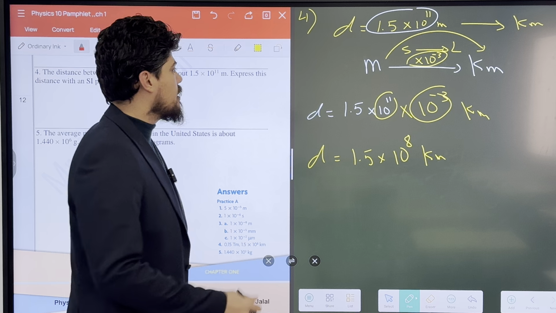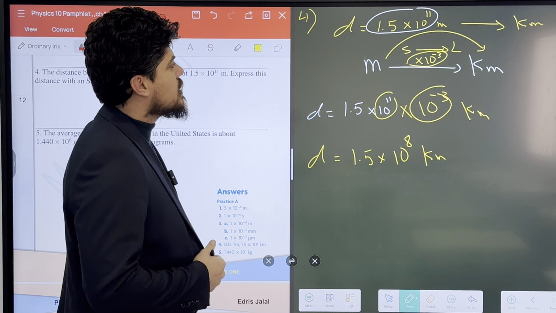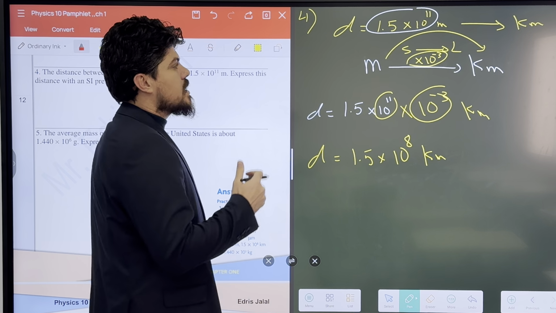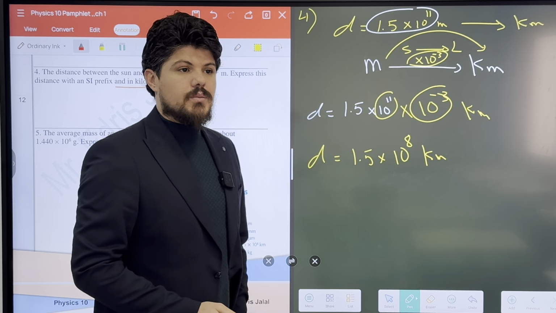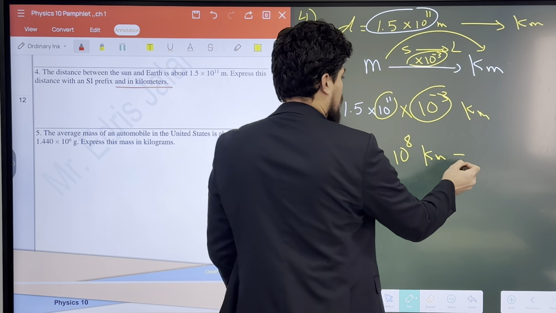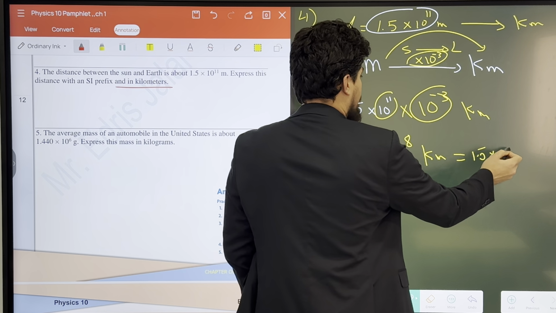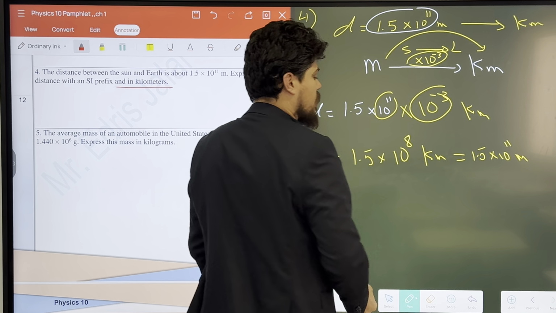Okay? So, in this way, you can convert meter to kilometer, and the distance between the Earth and the Sun is equal to 1.5 times 10 power 8 kilometer, which is equal to what? 1.5 times 10 power 11 meter. Both are correct.